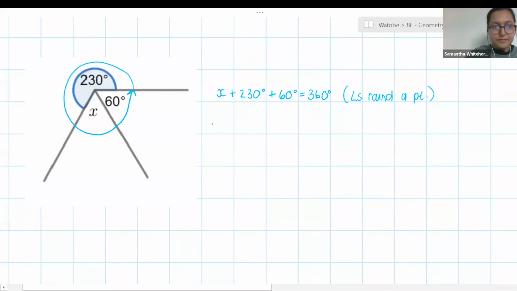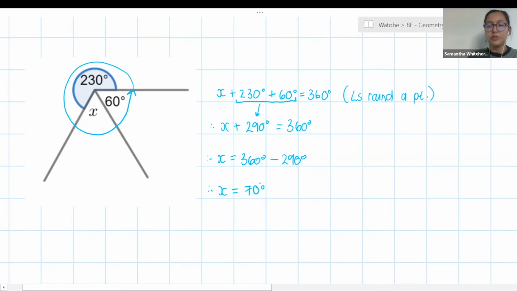And now, exactly as was said to us, X plus, and if I add 230 plus 60, I get 290. And that must now be subtracted from 360 so that we can get what X is. So we would say 360 minus 290. And that, exactly as was told to us, gives us 70 degrees.